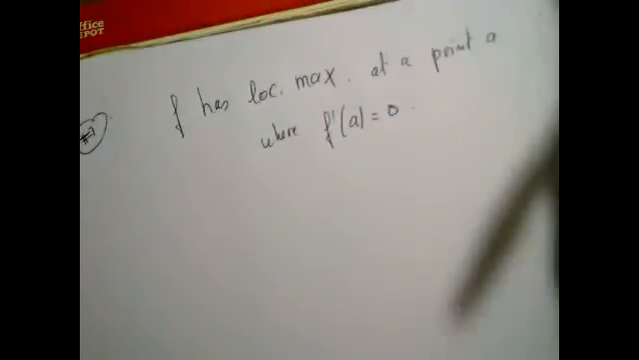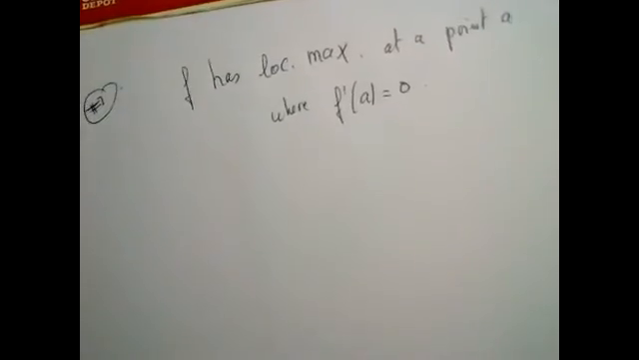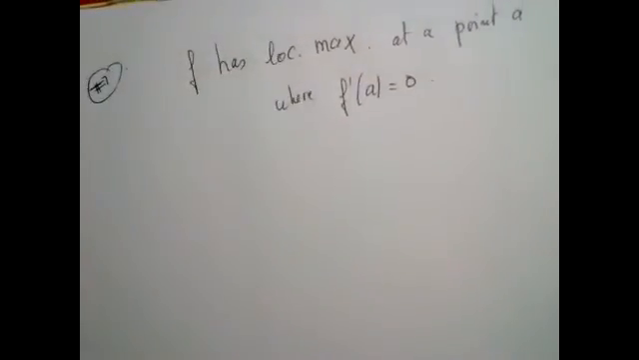So f has a local max at a point where the derivative is 0. So local max, of course, at a point A where the derivative is 0. Okay, so how can I sketch a function that has a local maximum at a point where the derivative is 0?